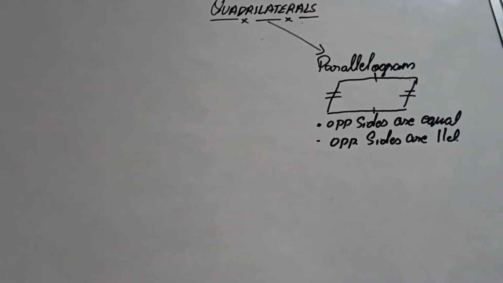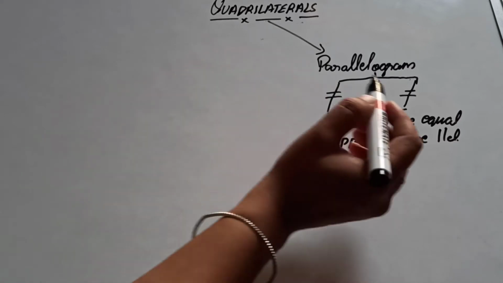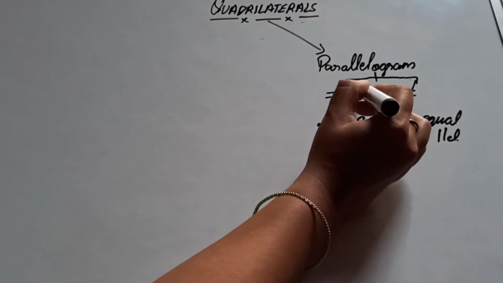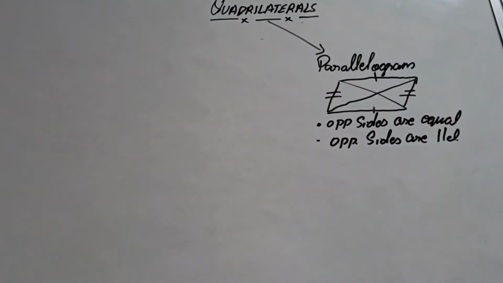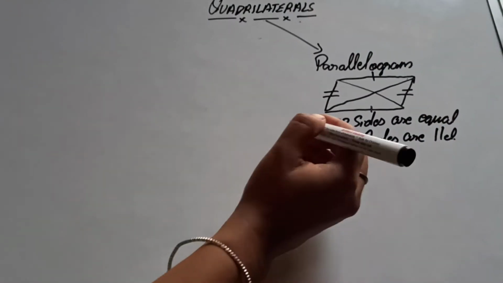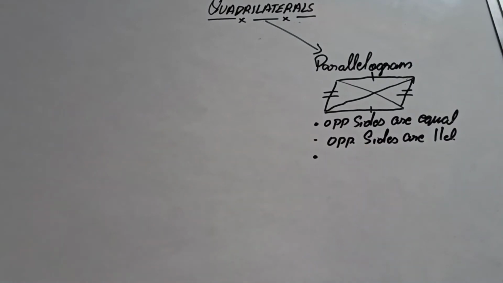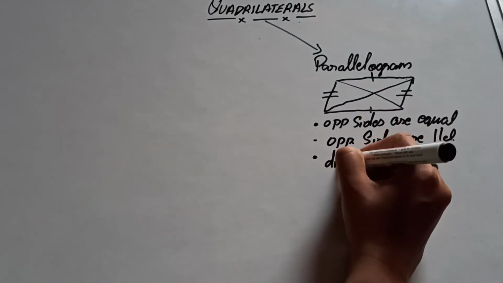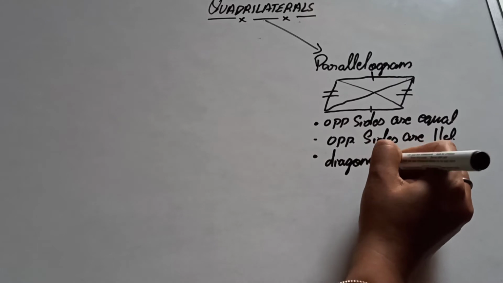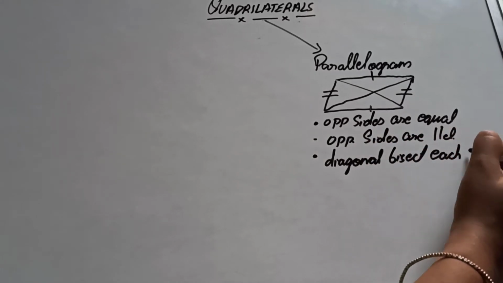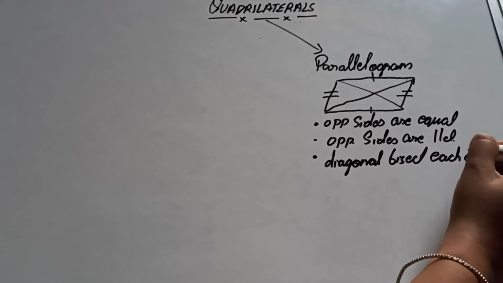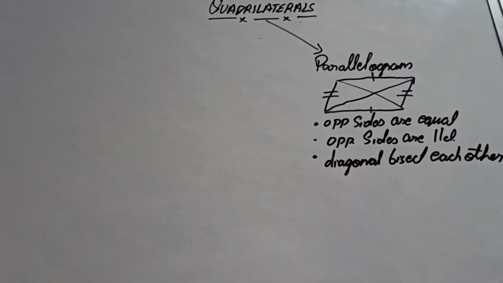and the second property is opposite sides are parallel. One more thing, what do we say about the diagonal? A diagonal is a line segment joining opposite vertices. So this is the diagonal of a figure. The diagonals of a parallelogram bisect each other.